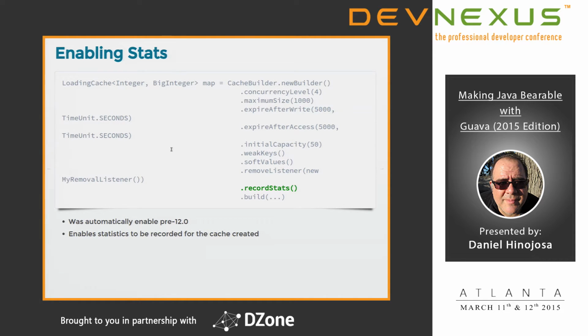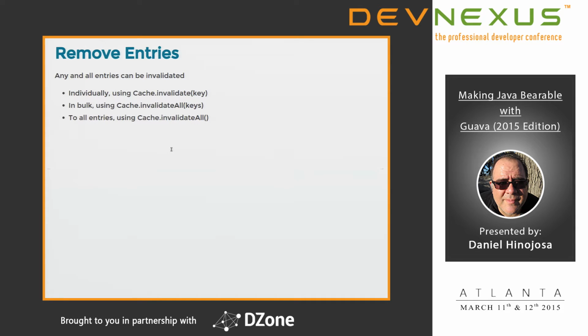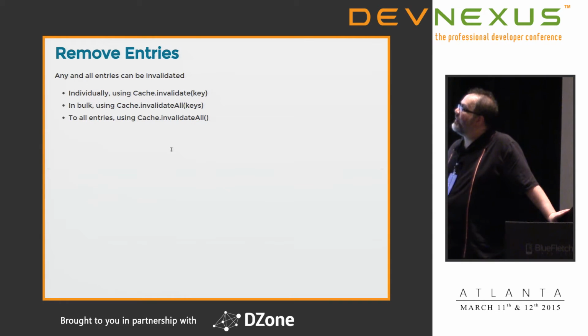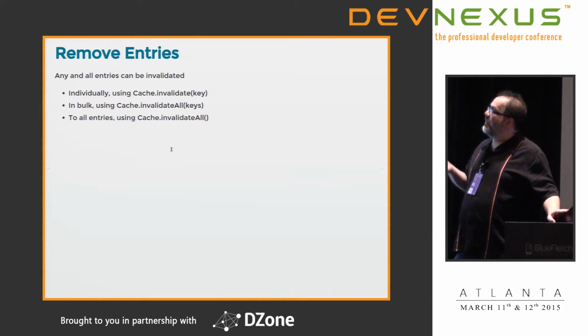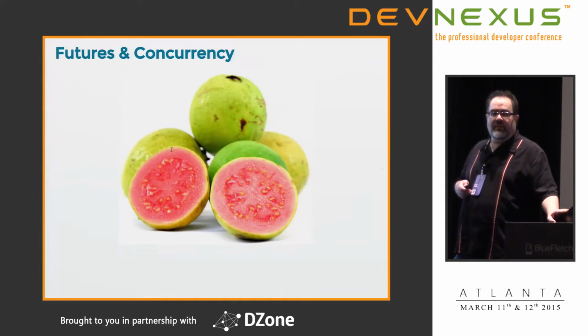If you need statistics, call recordStats, and this enables statistics to be recorded. I know this is kind of a mouthful here. I'll only choose a few of them. You can ask for the eviction count. You could ask what the request count was. You could ask what the hit rate was, which is the hit count divided by the request count. What is the load count? So you have a lot of good information. So if you want to see how your cache is performing, again, just record those stats, and you get to see what's going on. Again, you can remove entries by either calling invalidateAll with certain keys, or just call invalidateAll.